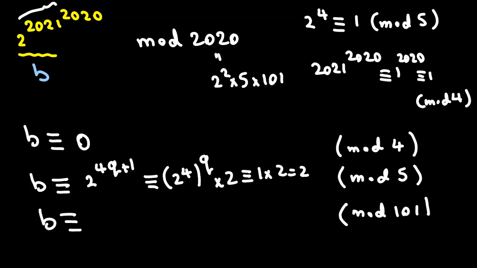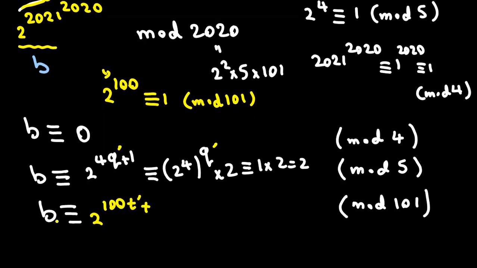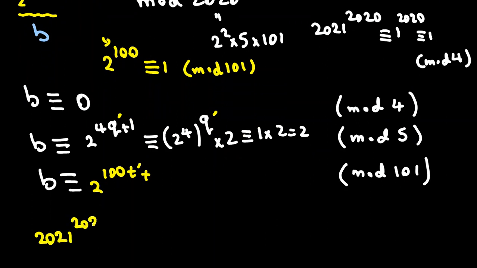And for the third part, mod 101, you say 2 to the power of 100, exactly like the previous part. I considered it completely for small a. 2 to the power of 100 mod 101 by Euler's theorem is 1. So we should calculate this number mod 100, because we want to see it will be 2 to the power of 100q prime plus what? Let me write q prime because I've used q for the previous part. So I should find 2021 to the power of 2020 mod 100.